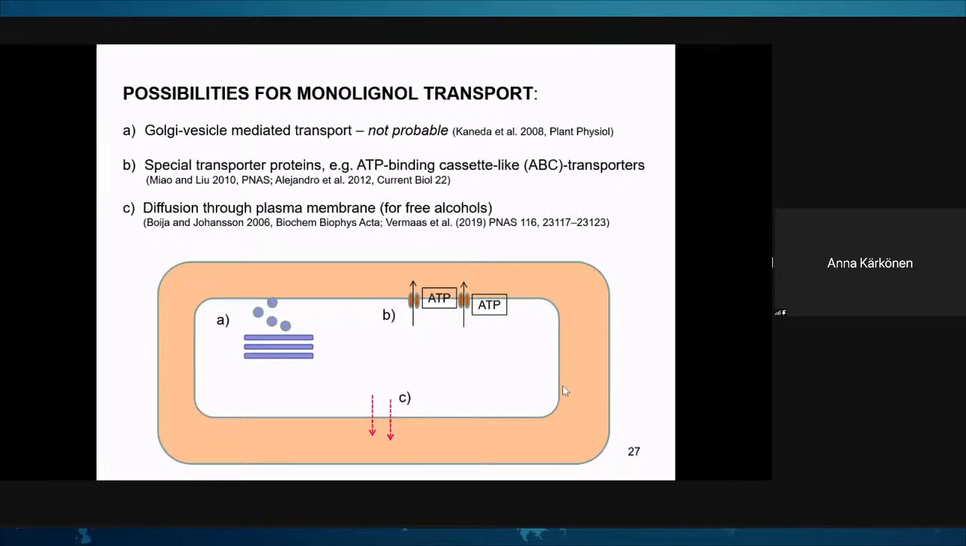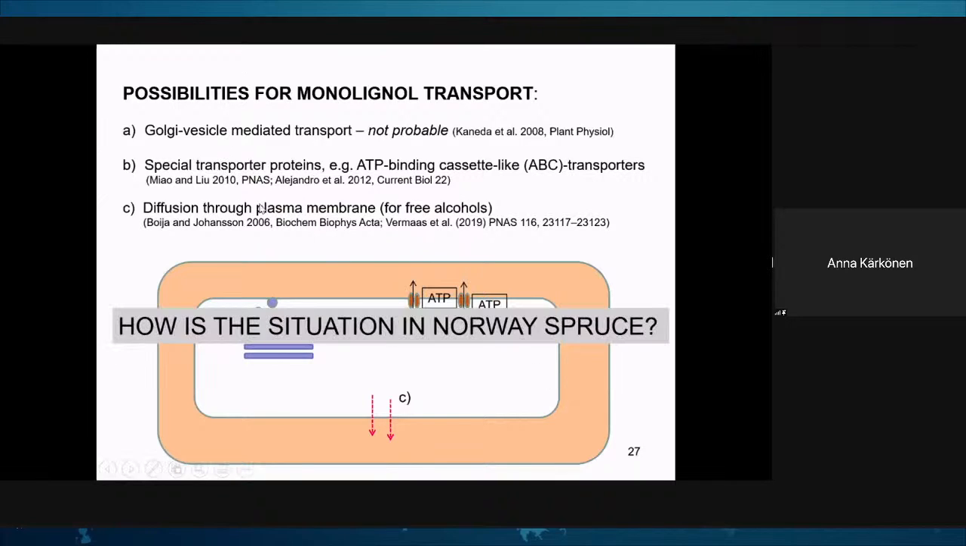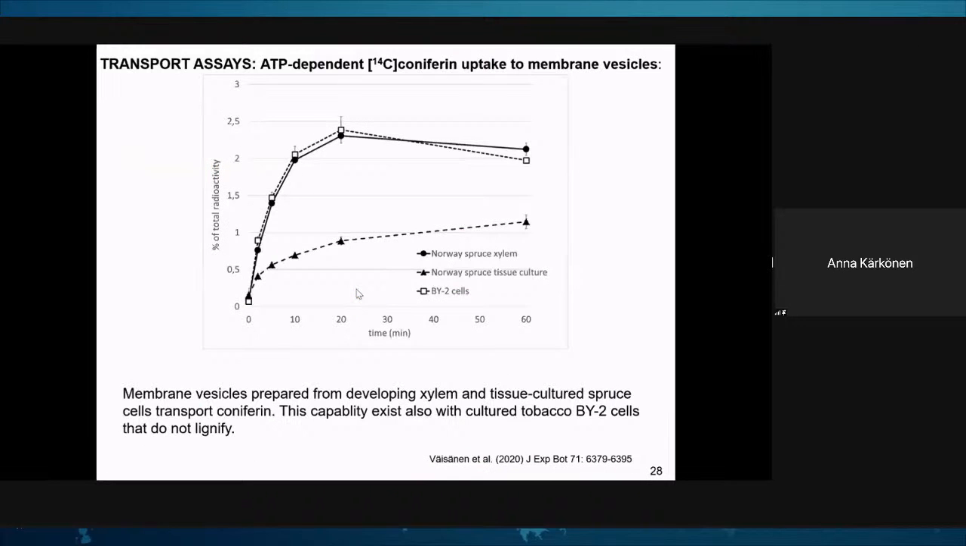Then there is the idea of diffusion through the plasma membrane, and basically it would be a free alcohol because the glucose is making the compound hydrophilic and it's not going through the membrane via diffusion in that case. So there are papers related to that. So we wanted to find out how the situation is in Norway spruce. And this is the work of Enni Väisänen, who is the PhD student of me and Kurt Fagerstedt. We share the supervision. And she did the transport assays.